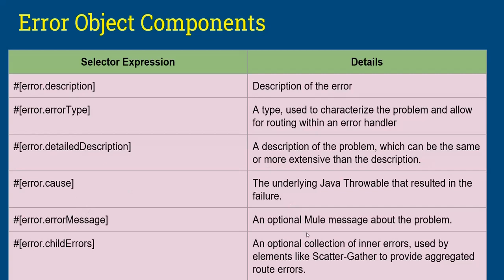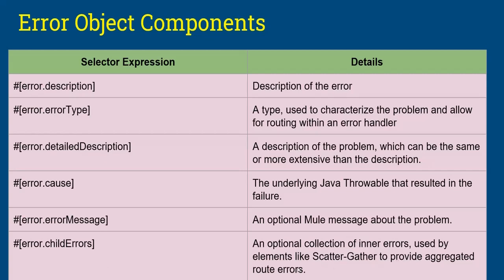Error message is an optional message which MuleSoft will send you as part of the error object. If you have any API connectivity or other specific errors, you will find at least a few details in this error message. It is an optional field, so you cannot get these details every time. Okay, so error dot child errors. Child errors is a field where you will get the optional collection of inner errors, you can say.